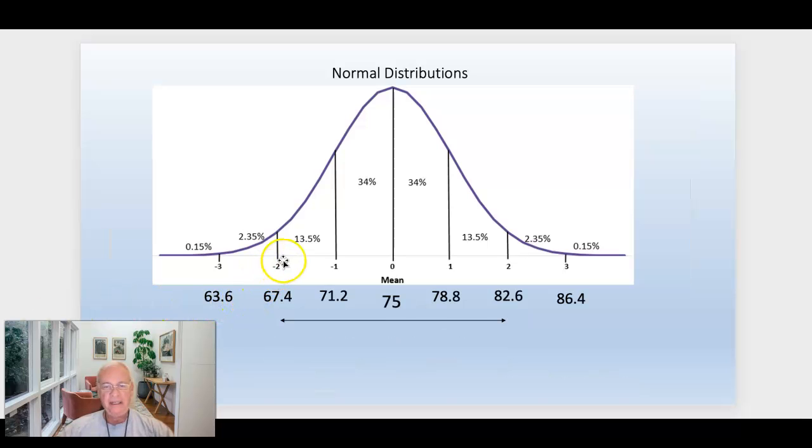You might be able to see it right here. Again, 75 is the mean, so there's 1, 2 standard deviations below it, and 1, 2 standard deviations above it. Between these two numbers right here, 95% of the data is there.